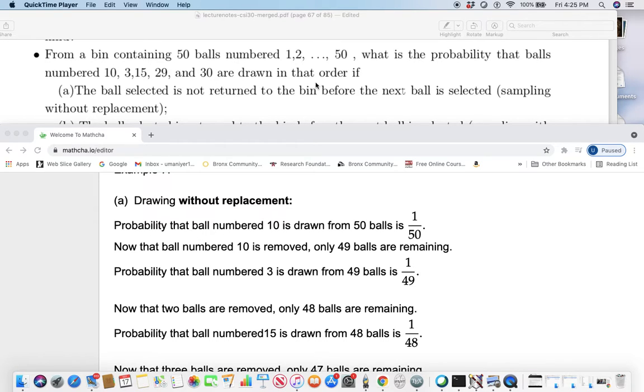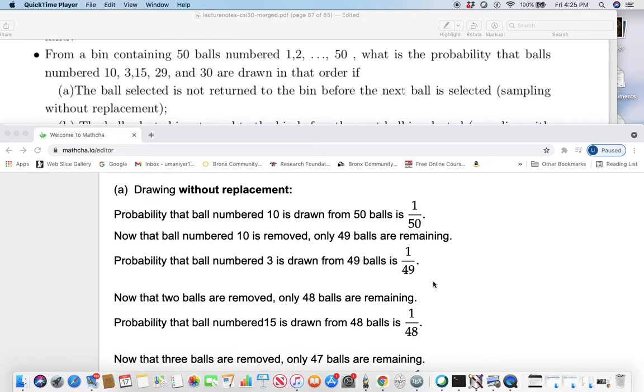So let's go in order. Probability that ball number 10 is drawn from 50 balls. Well, one particular ball from 50 balls, so 1 over 50. Now that this ball has been removed, only 49 are remaining. Probability that ball number 3 is drawn from these remaining 49. Well, you are again looking for one specific ball from 49. So it's 1 out of 49.